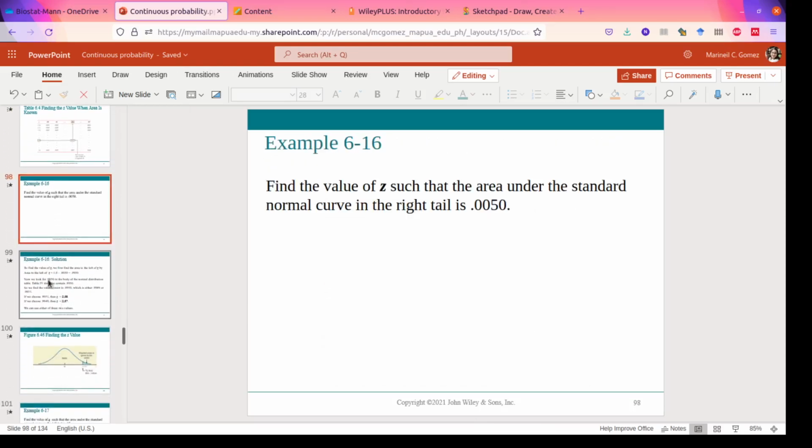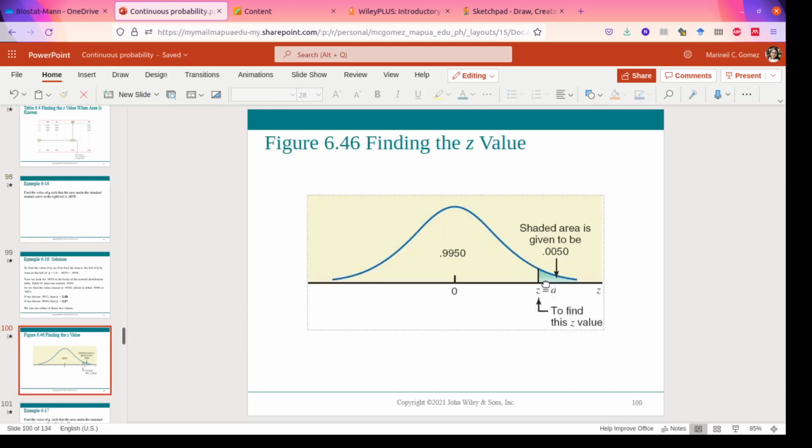So these are some other examples. What's the value of z if the area under the standard normal curve in the right tail is 0.005? So this one has 0.005 on the right side, so the remaining area is 0.995. Since the table gives us the area beneath the curve to the left of the z value, and this is z to the right, we just get 1 minus 0.005 to get the area to the left, and then look it up in the table.